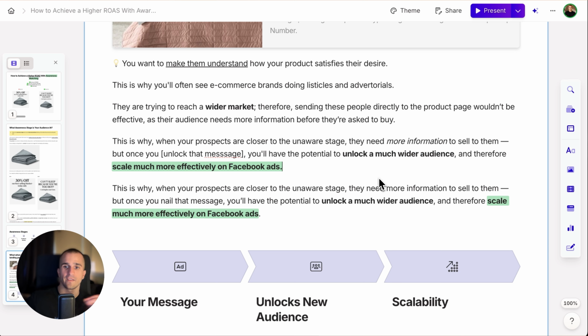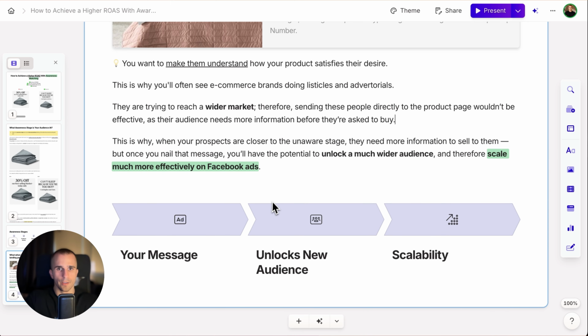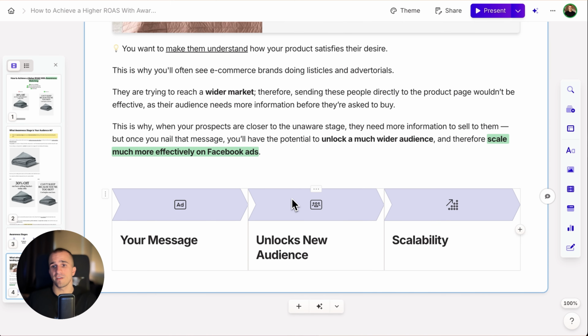scale much more effectively, because your ads are just going to resonate with a wider audience and you will be able to target more people on Facebook ads and get them throughout your whole funnel, which is the most important thing when it comes to scaling your business on Facebook ads. So let me remove this one because these two are the duplicates. So this is one of the most effective ways to scale your Facebook ads, because your message is going to unlock new audience and therefore you'll be able to scale much more effortlessly.